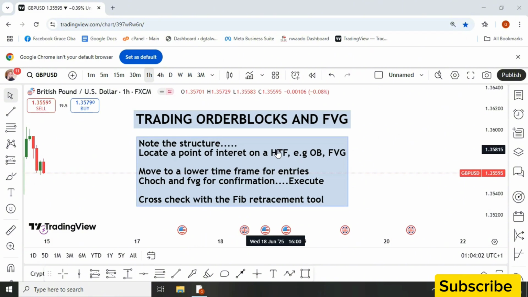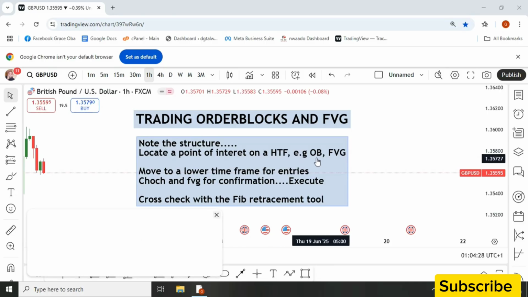On your higher time frame, this HTF is higher time frame, right? On the higher time frame, you want to observe and mark out your point of interest. That is the order block and fair value gap. We are going to do this now in chart. So on the higher time frame locate your order block and fair value gap, and you can use the 4-hour time frame as your higher time frame or even the 1-hour time frame.